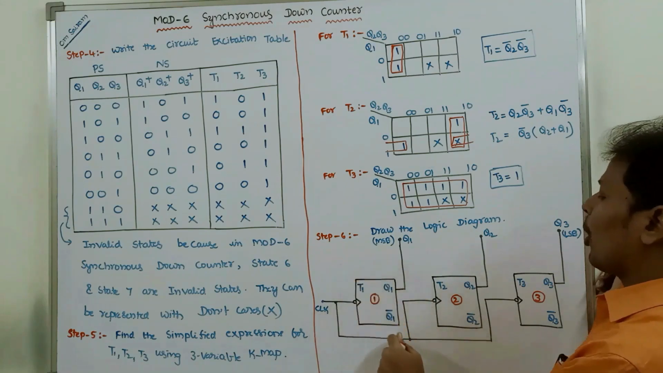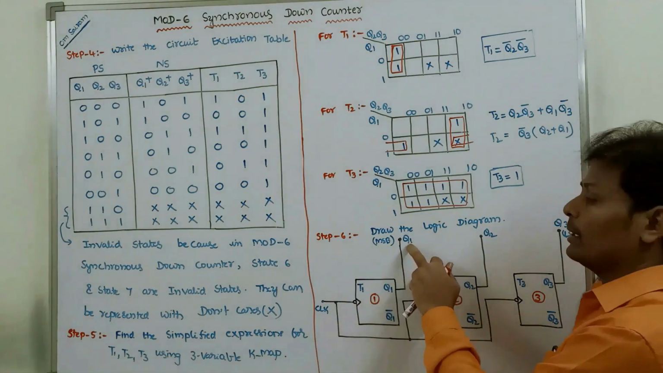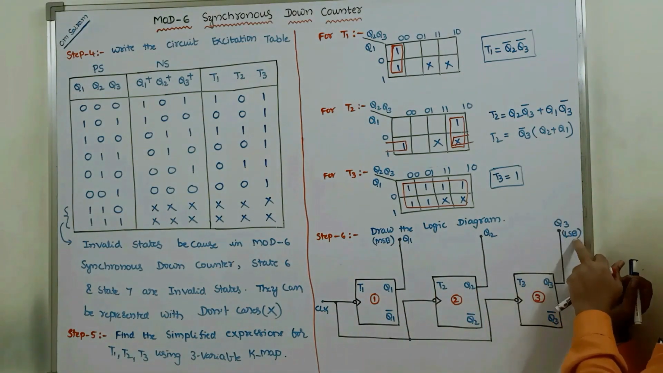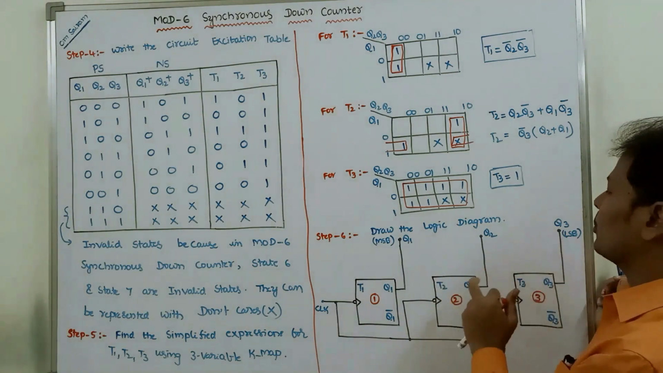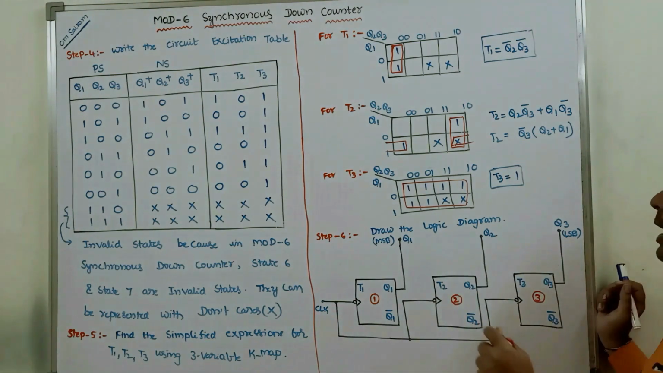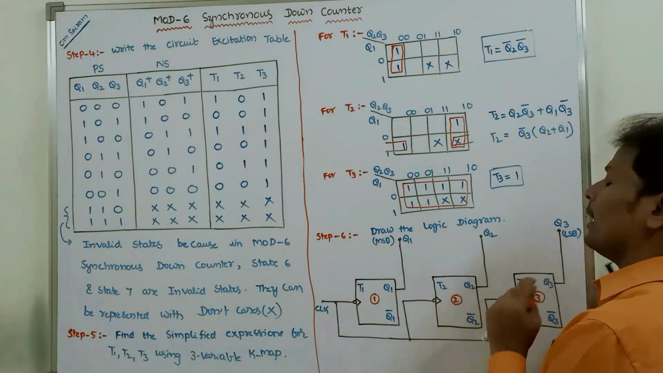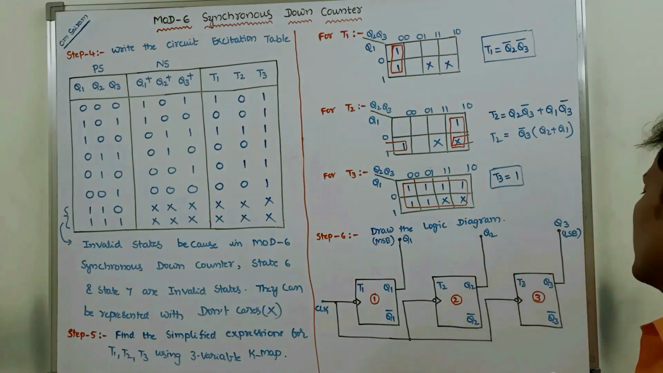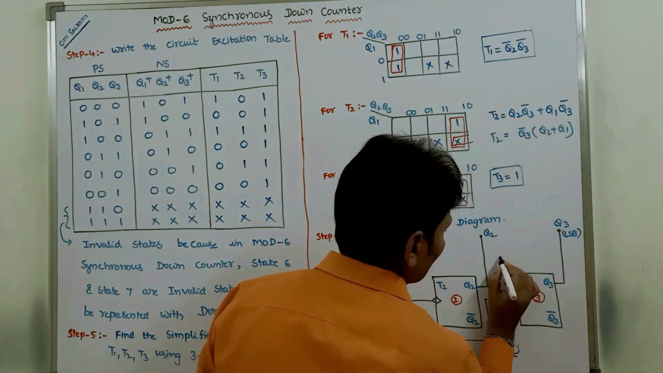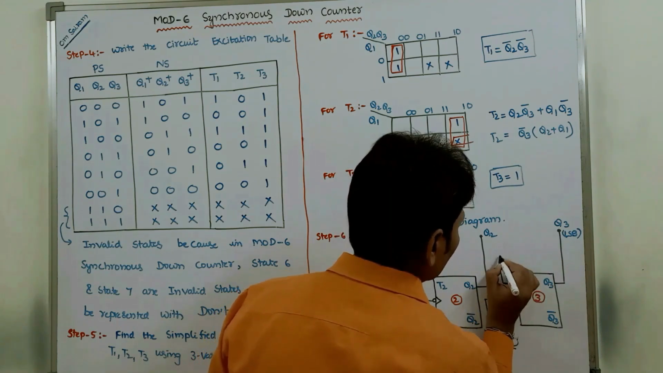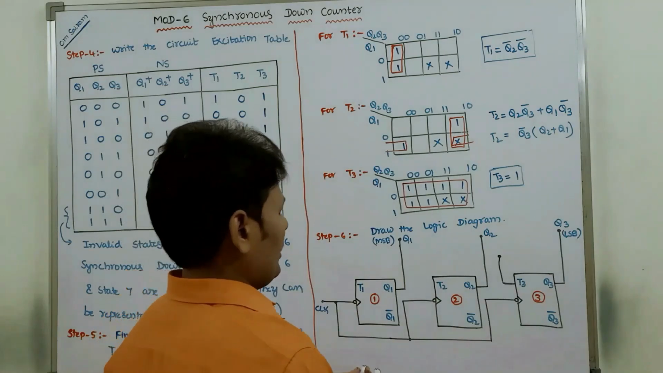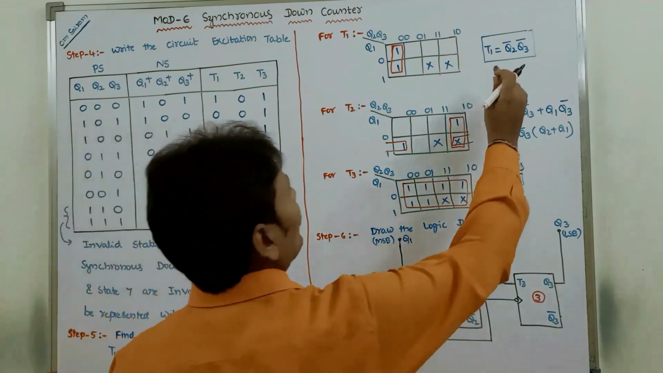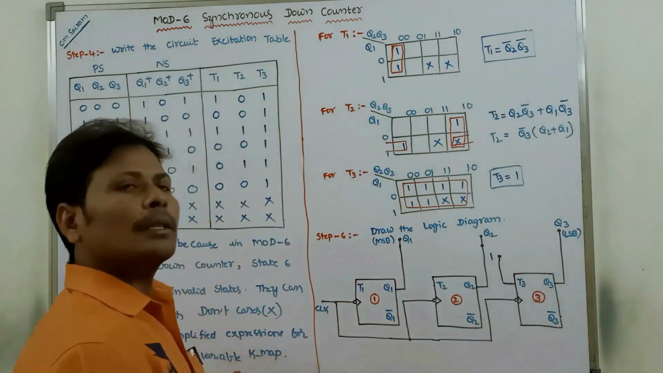For flip-flop 1, the output is Q1, it can be treated as MSB. For flip-flop 3, the output is Q3, it can be treated as LSB. For flip-flop 2, the output is Q2. Now what are the T1, T2, T3 values? T3 value is equal to 1. Here we have to write T3 input value is equal to 1. Next we can go for T1 is equal to Q2 bar, Q3 bar.